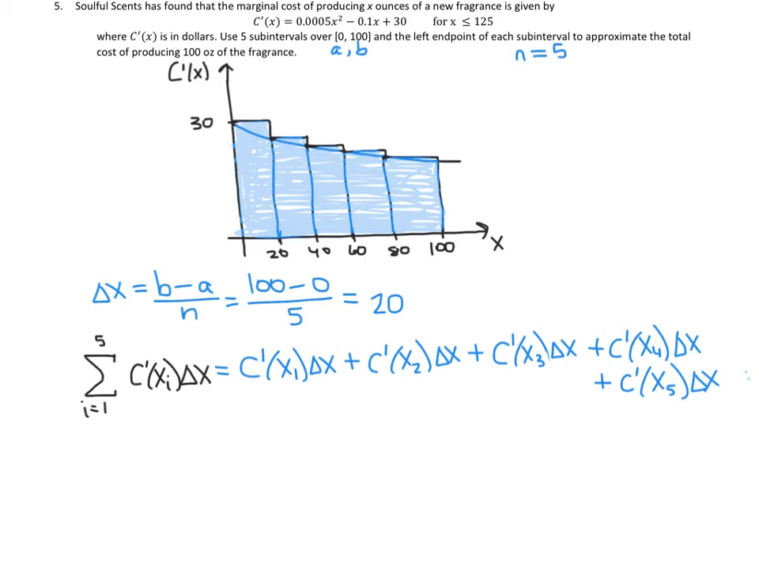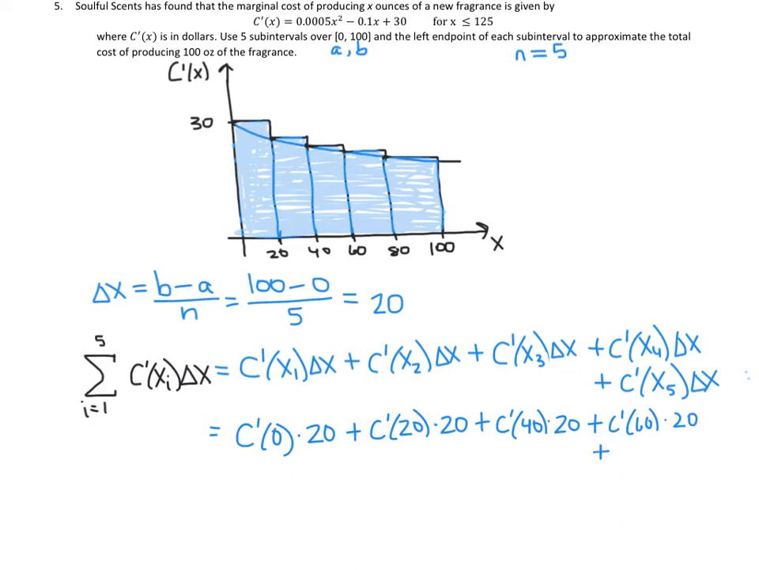So here we have c prime of 0 times delta x, which is 20, plus c prime of 20 times our delta x, which is 20, plus c prime of 40 times 20, our delta x, plus c prime, and then our x sub 4 is 60 times our delta x, which is 20, and then our last one there, c prime of 80 times 20.